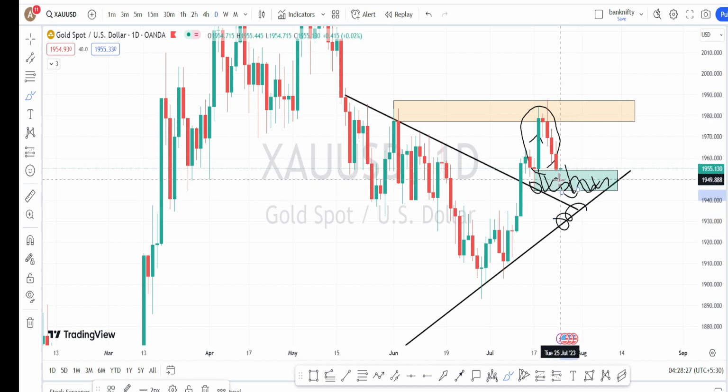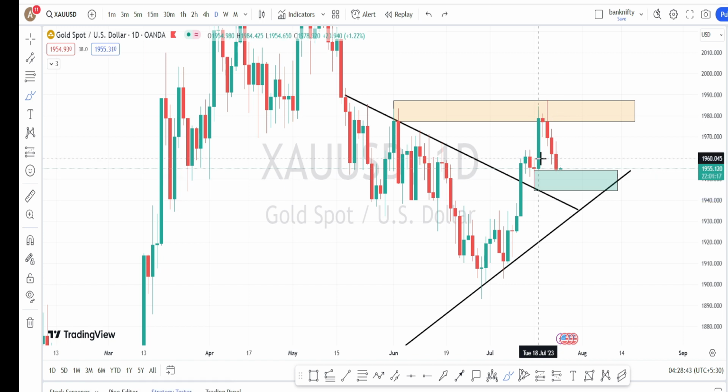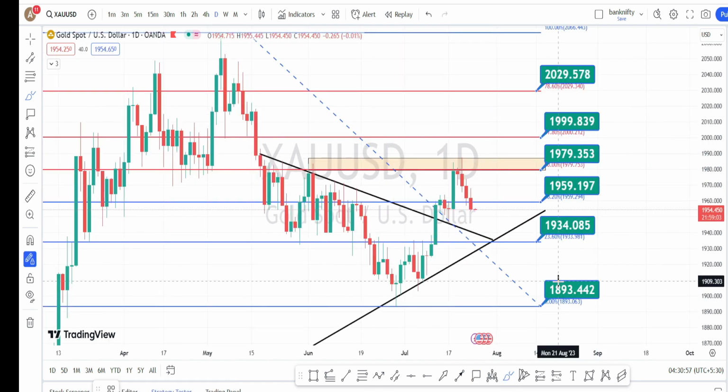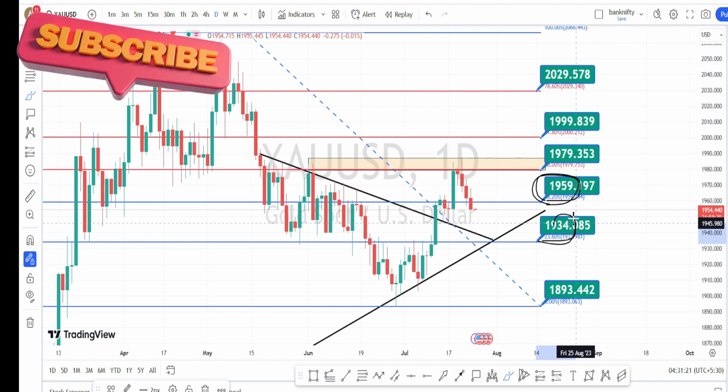But again, to get the confirmation on the bullish side trend reversal, you have to have some sort of trend reversal candle to be formed at this level in order to get the confirmation on trend reversal. So for now we can expect the price action to respect these levels. So current resistance level is going to be around 1959 or 1960, and current support level is going to be around 1934. And currently the price action is trading between this resistance level and the support level.